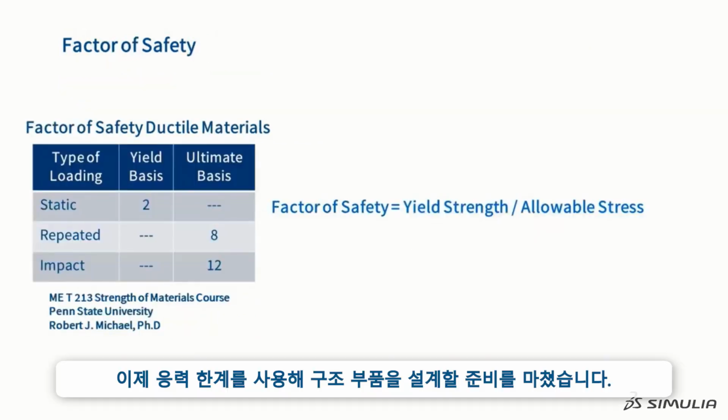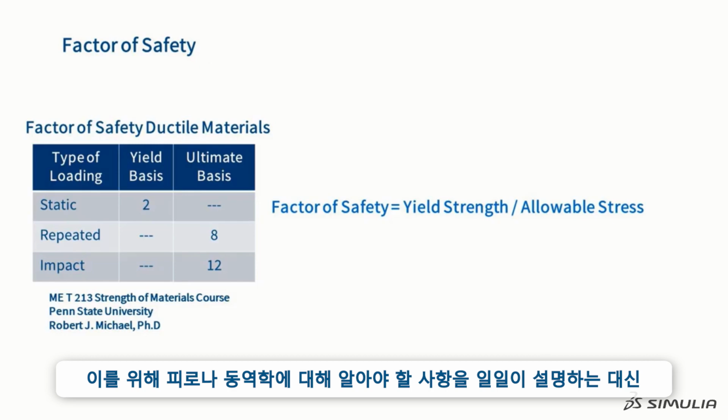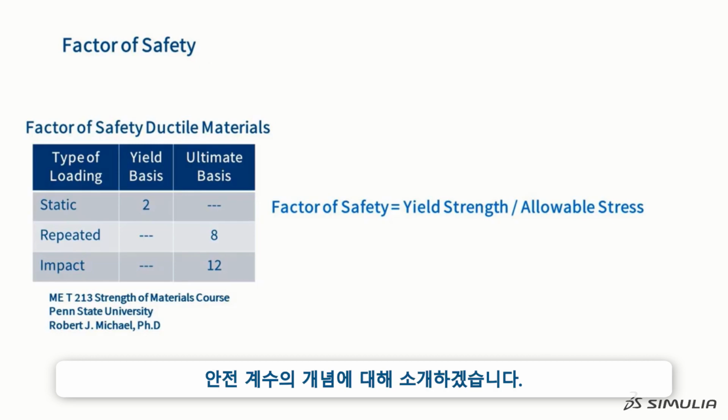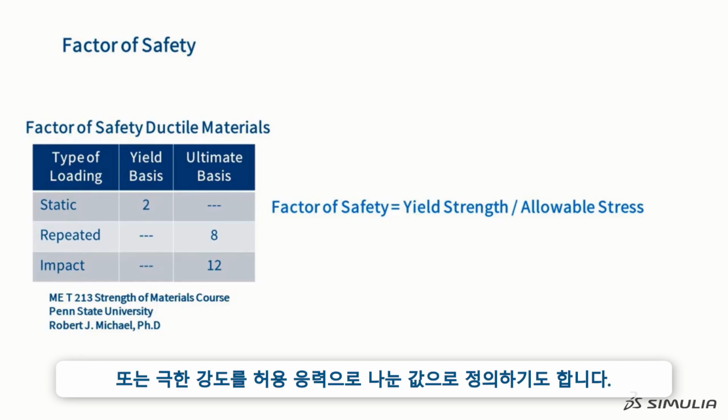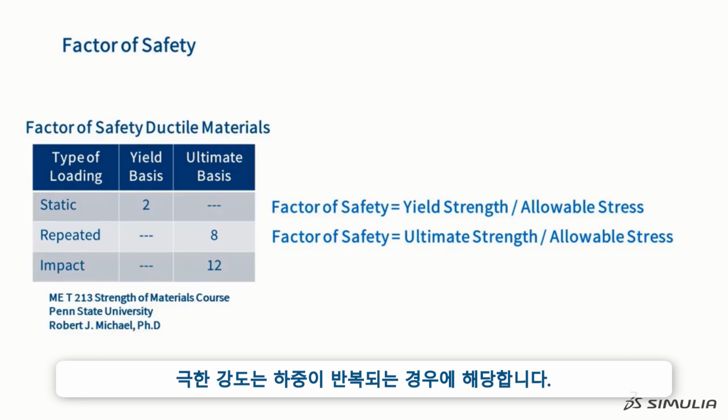We are now ready to use stress limits to design a structural part. To do that without explaining everything that you need to know about fatigue or dynamics, we will introduce the concept of a factor of safety. Depending on the type of loading, the factor of safety is defined as the yield strength divided by the allowable stress. Or, it is defined as the ultimate strength divided by the allowable stress. This is the case for repeated loading.